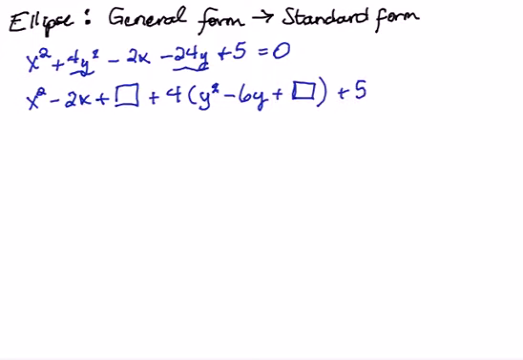And now, whatever we add in here when we complete the square, we need to subtract those numbers off. So I'm going to go ahead and add minus square, and then for the y completing the square, we've got to multiply by that 4 that we factored out, and then this is going to be equal to 0.